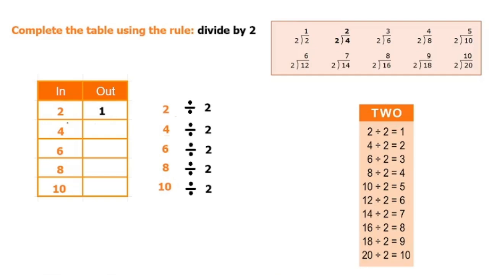2 divided by 2, they already gave us that answer. It equals 1. And you can see them here on the tables. 2 divided by 2 is 1. So now if we have 4 divided by 2, we could look at this table.